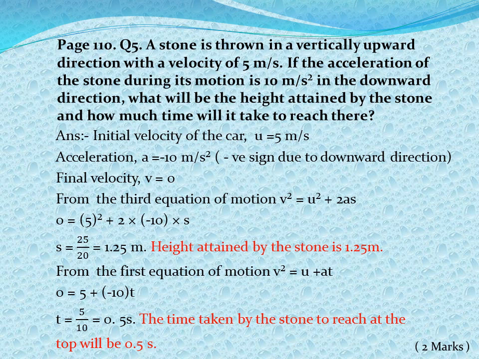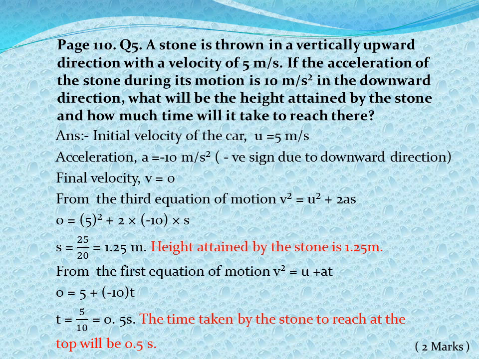Page number 110, question number 5. A stone is thrown in a vertically upward direction with a velocity of 5 meter per second. If the acceleration of the stone during its motion is 10 meter per second squared in the downward direction, what will be the height attained by the stone and how much time will it take to reach there?